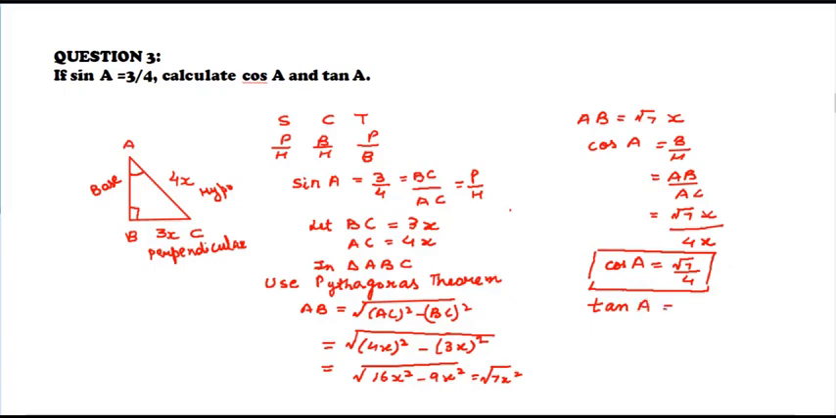Tangent A is equal to perpendicular upon base. So that is equal to BC upon AB, that is equal to 3x upon under root 7x. X and x gets cancelled out. What remains is 3 upon root 7. So this is the value of tangent A.